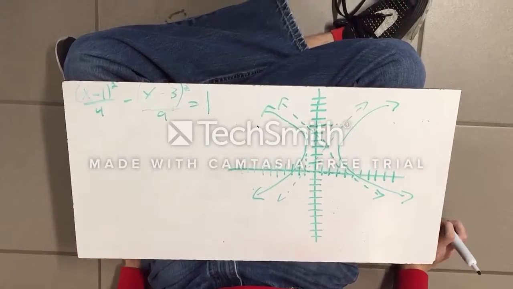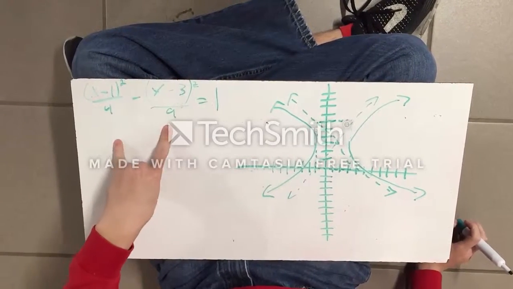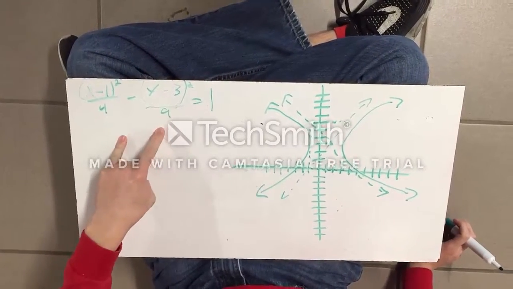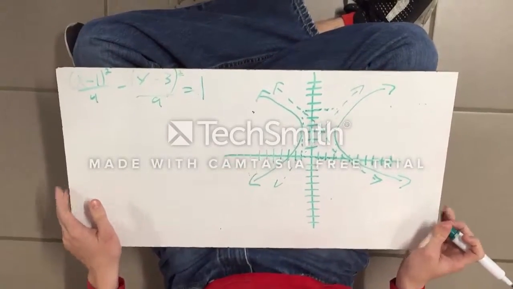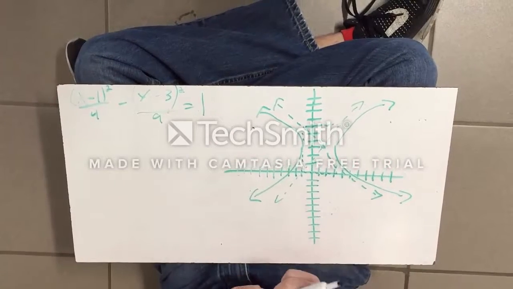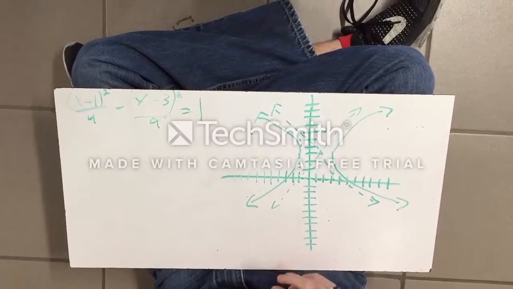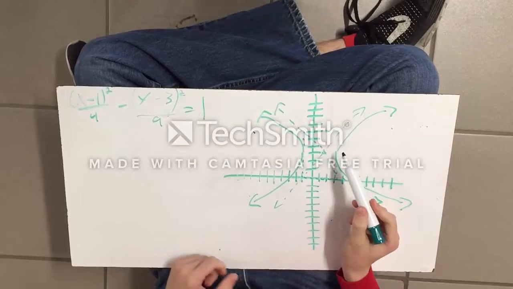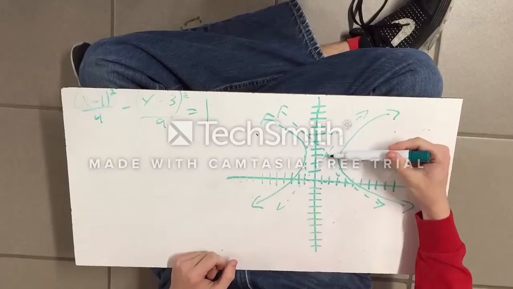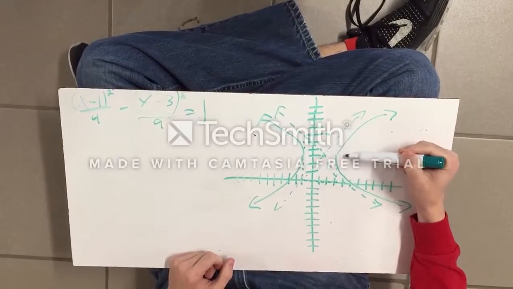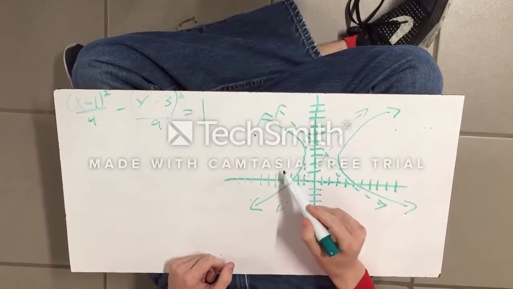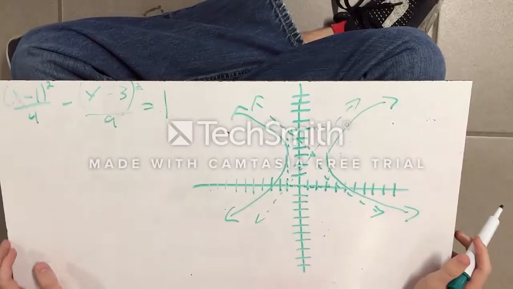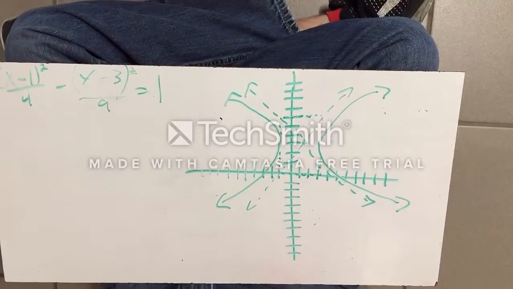Now to find the foci, we add these two numbers and take the square root of that. So you add 9 and 4 and get 13. The square root of 13 is between 3 and 4, so you go out from the vertex about 3.5. Still, we can graph that. It doesn't have to be perfect, as long as you get the gist of it. And that is how you graph a hyperbola.